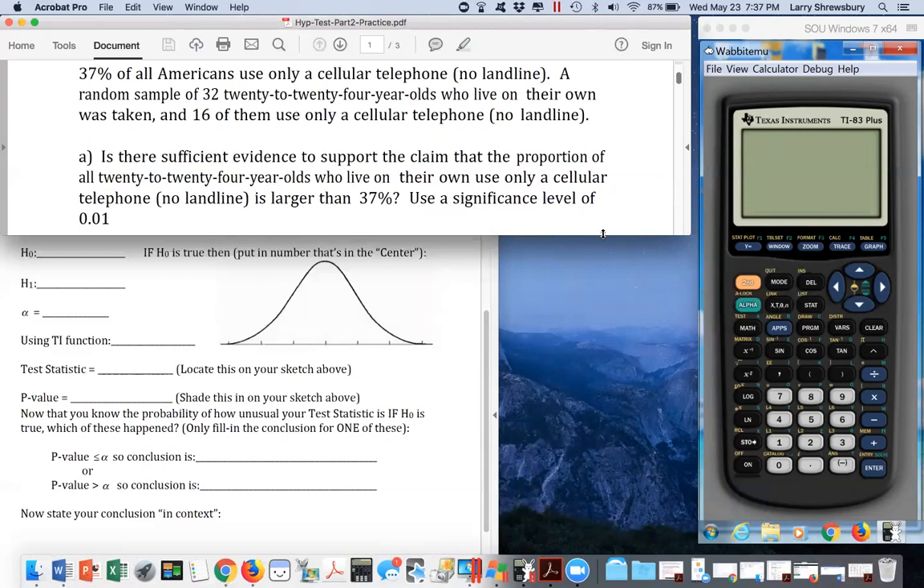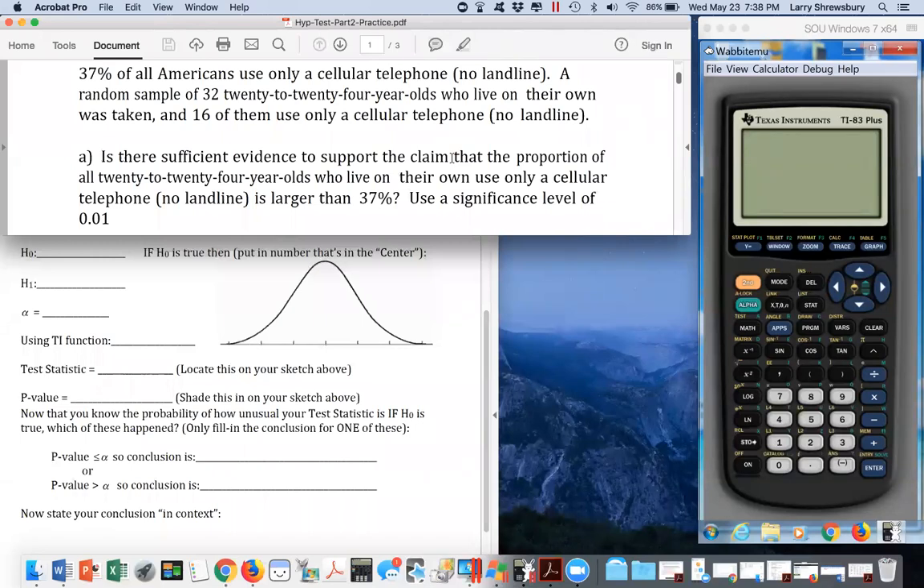So first of all, notice the key words: is there sufficient evidence to support the claim? Now that is a hypothesis test, because you never saw anything like that before we got to hypothesis tests. But whether we go along with the claim or we don't, we're testing hypotheses. So hence, that's what we're doing, and we know it's a hypothesis test.